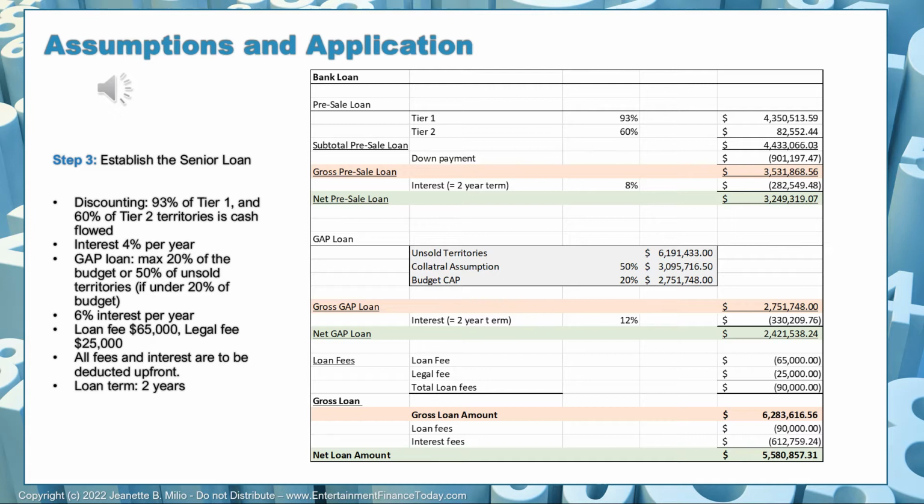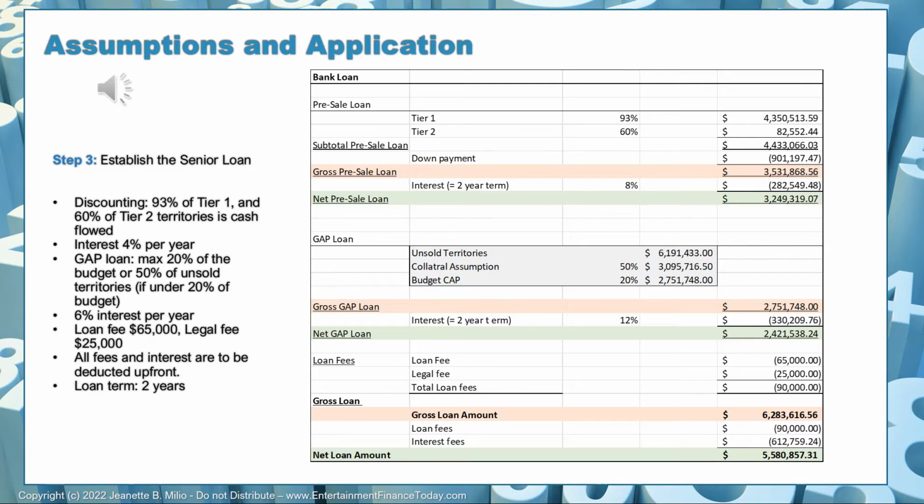are worth money to the bank. So first, we're going to take all our Tier 1 and Tier 2 territory contracts, our pre-sale contracts, to the bank, and they will give us a loan. The bank will cash loan 93% of our Tier 1 territory contracts and 60% of our Tier 2 territory contracts. So altogether, they will cash flow 4,433,066.03. So that is going to be the pre-sale loan.